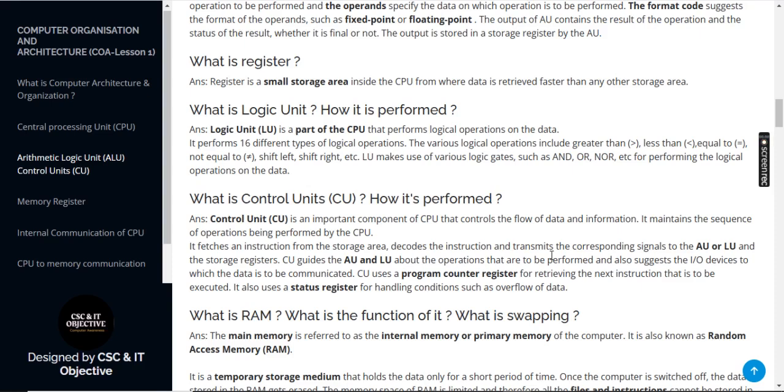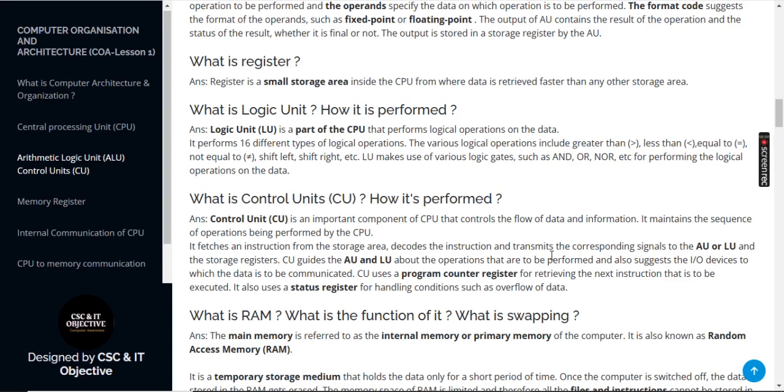It fetches an instruction from the storage area, decodes the instruction, and transmits the corresponding signal to the ALU and the storage registers. The CU guides the ALU about the operations that are to be performed and also suggests the input-output devices to which the data is to be communicated.